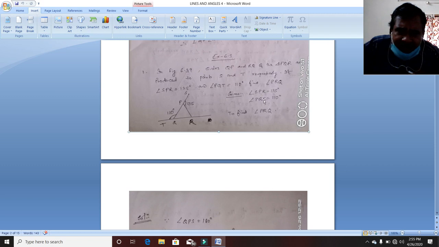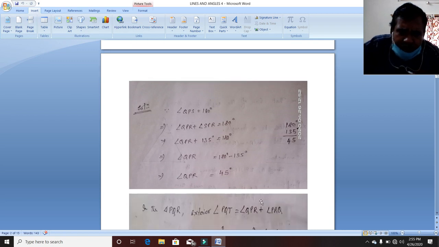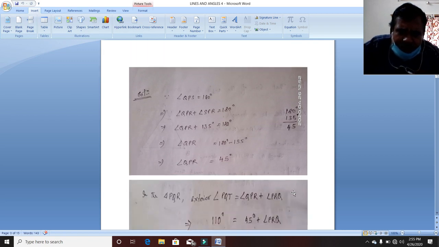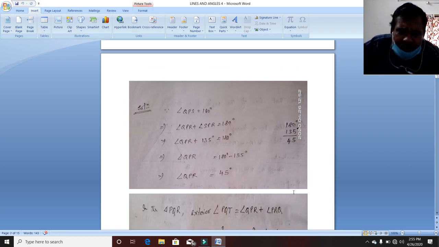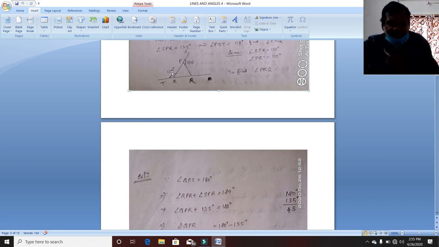What is this I have to find? PRQ I have to find. Now you see RPQ equal to this. Now PRQ I have to find. Now in this triangle, this is the exterior angle.